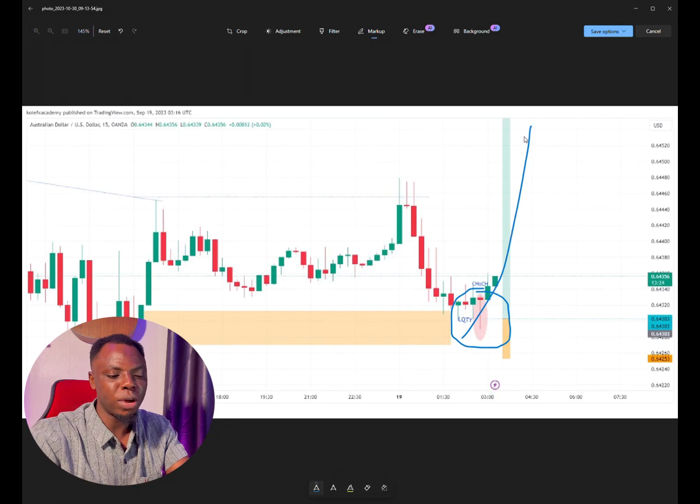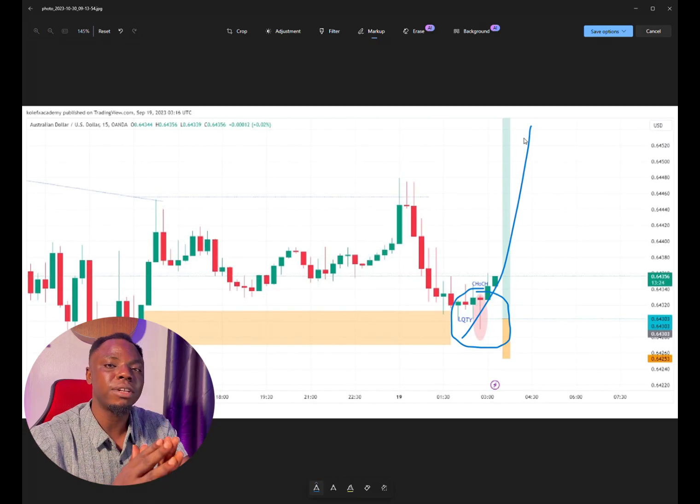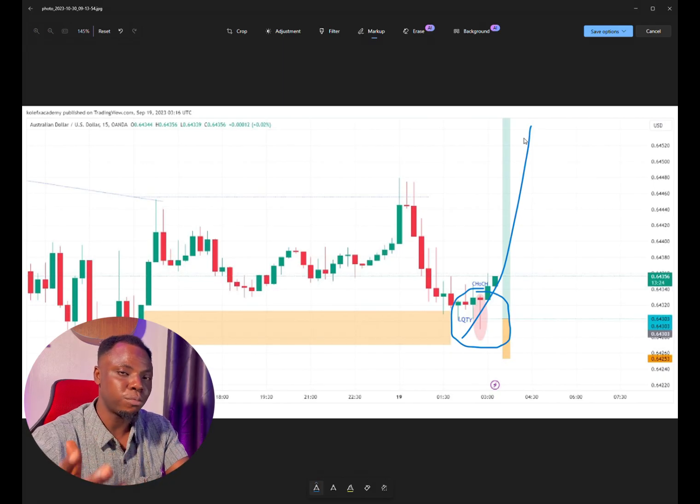So that means on the lower time frame, if I'm seeing that on 15 minutes, then I'm stepping down to the next lower time frame, either 5 minutes or 1 minute, to see the pattern the market will present for me to take a buy.